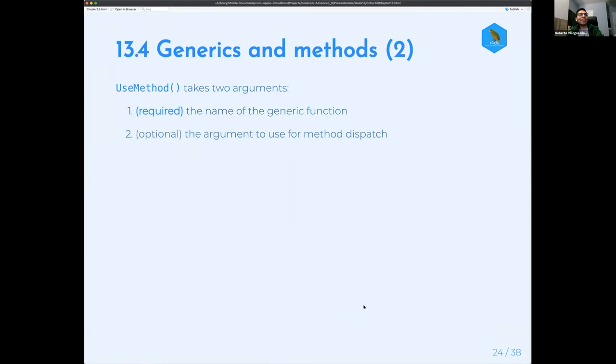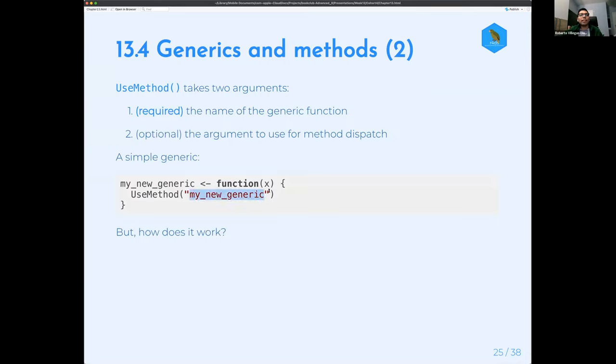So it takes two things. It takes the name of the generic function, which is required. And then optionally, it takes the argument used for method dispatch. So what that means is, if you are creating your own print method, like print.my_class, you can do UseMethod("print") inside that. And so that will call the appropriate generic. And the second argument is optional. But if you don't pass it, it will automatically get the first object. So the first object you give to the generic, it will pass it here. And based on the class of that, it will call the appropriate method.